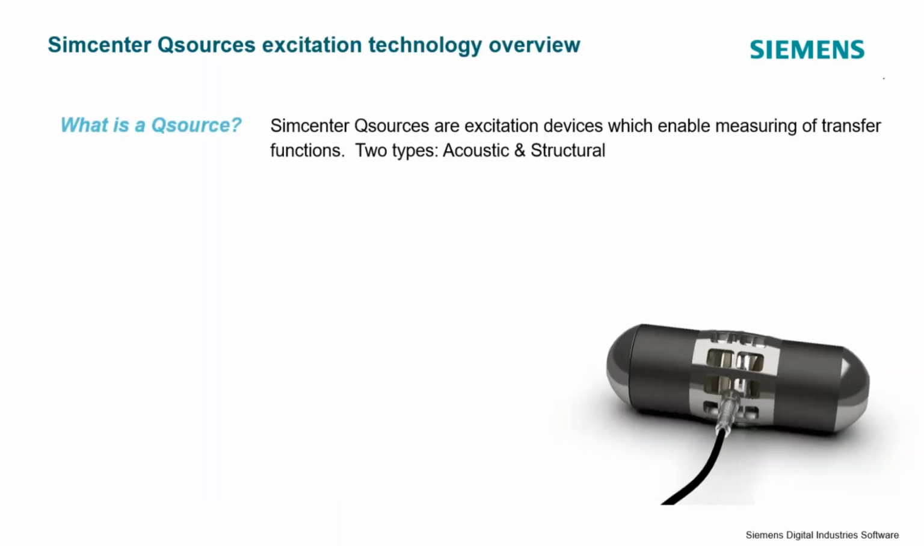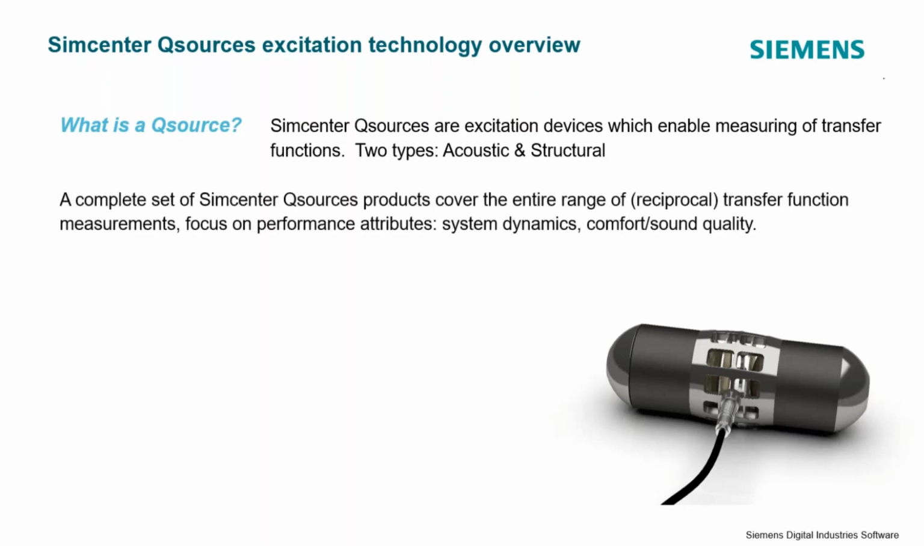So first question, what is a Q source? Well, the Q sources that we offer, they're excitation devices. And as we talked about just a second ago, there are acoustic exciters and there are structural exciters. Depending on which your application is, one or both will fill some of your needs. And ultimately, our end goal throughout the whole conversation today is going to be directed toward measuring transfer functions, either direct or reciprocal transfer functions, where we're putting some force or input into a system, be it a structure or an acoustic volume, and we're measuring some response.